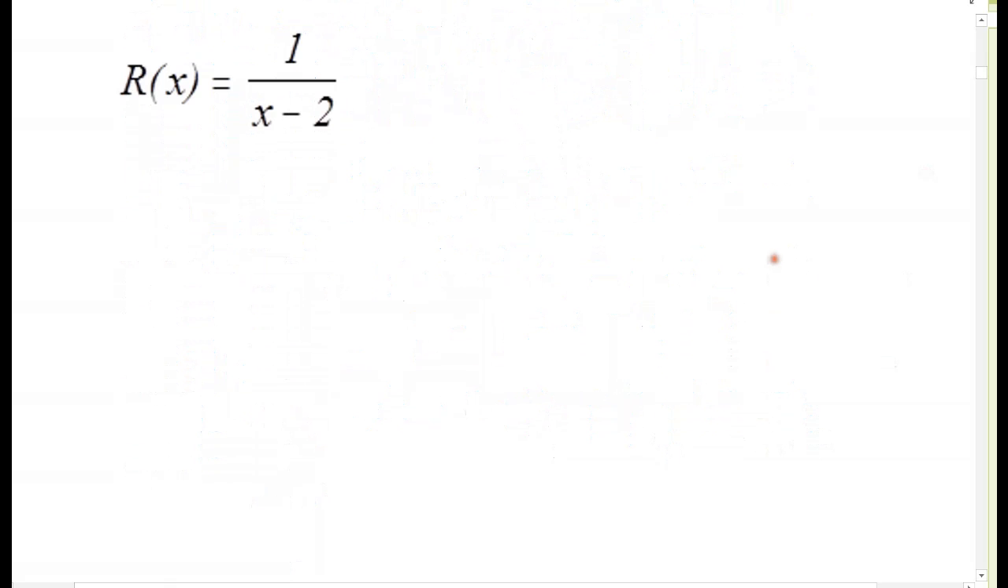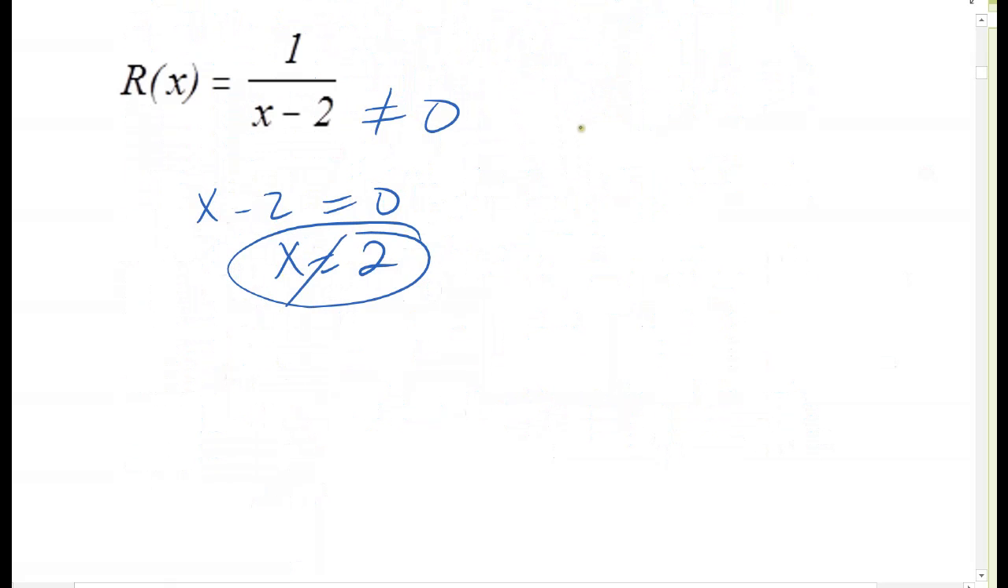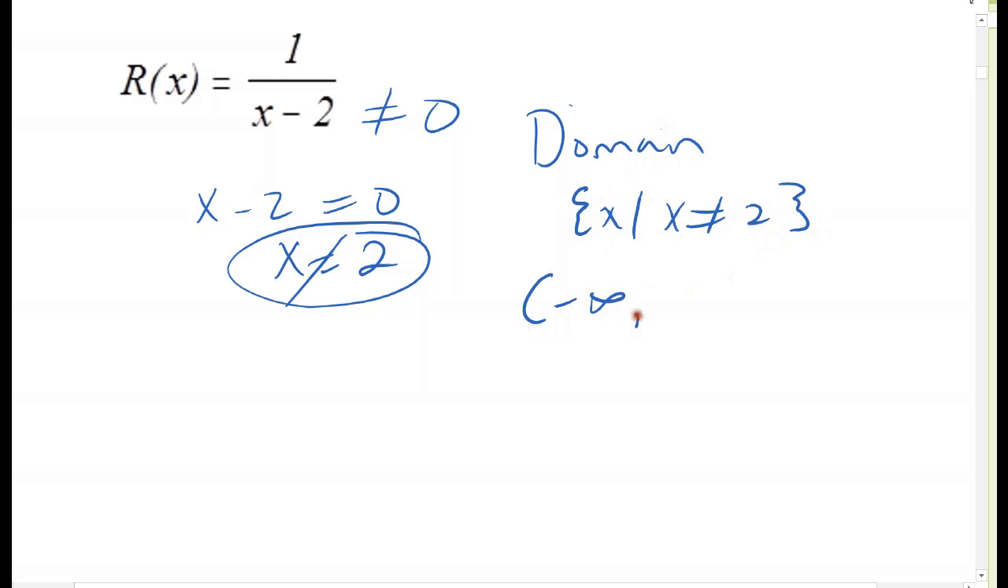Right, the last example. Again, that can't be 0, which this one's a little easier. x minus 2 equals 0. Well, the only value is 2, so it can't be 2. So the domain is every x such that x does not equal 2, or again, in interval notation, there's a break at 2. So everything from 2 to infinity works, and everything between negative infinity and 2 works. All right, so there's my domain.